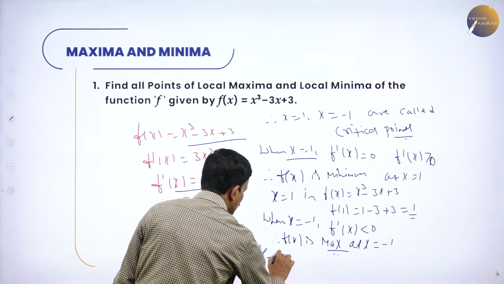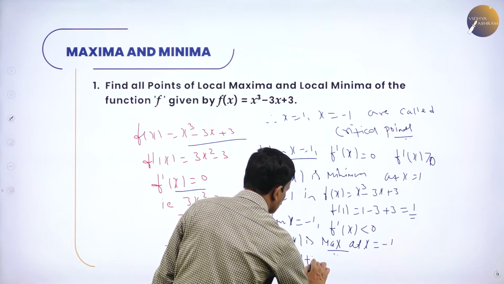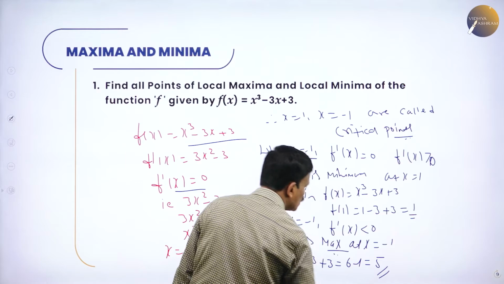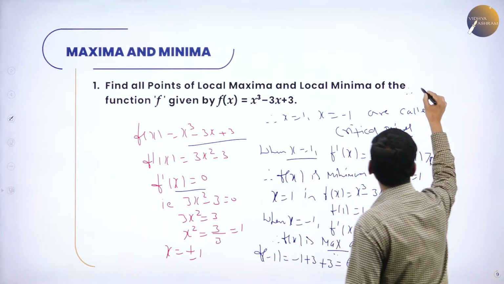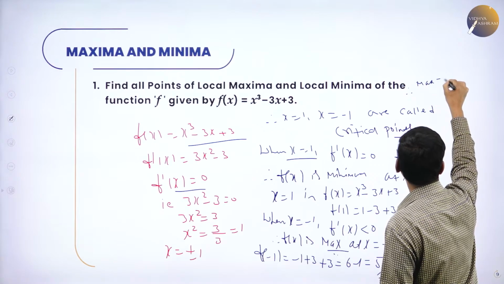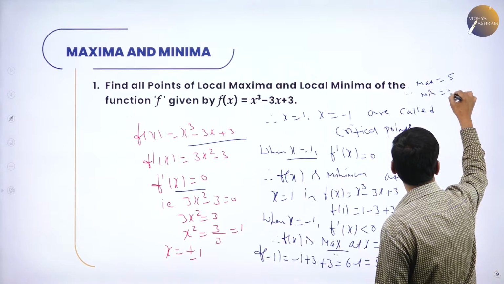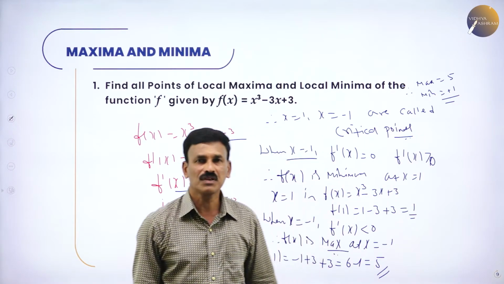So f of minus 1 is equal to minus 1 cube is minus 1, minus into minus 3 plus 3, that's equal to 6 minus 1 is equal to 5. So therefore the maximum value is equal to 5 and the minimum value is equal to 1. These are the local maximum and minimum values of this given function.